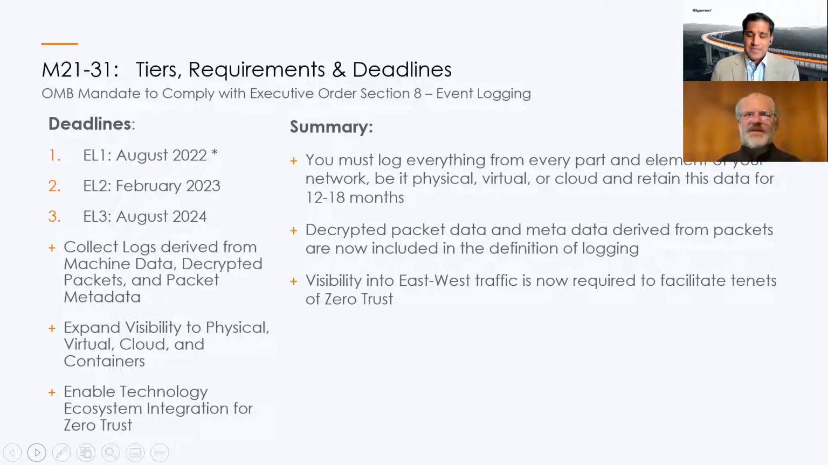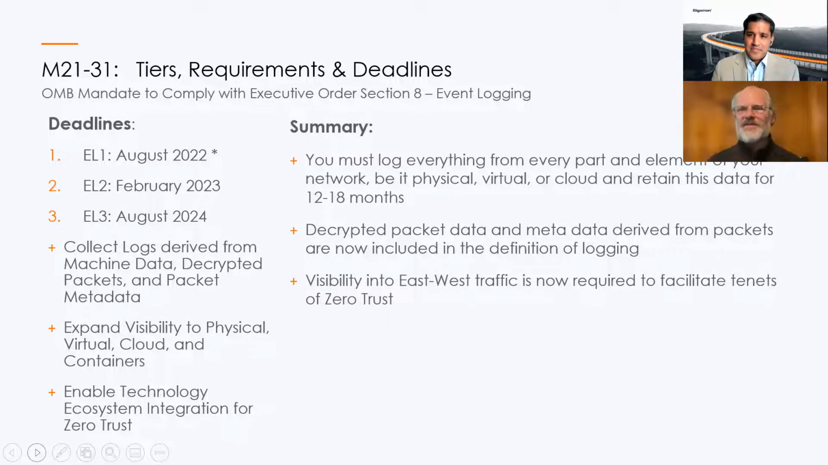Now, there are various deadlines for this to happen. EL1, August 2022 is really coming up fast. Enhanced logging level 2 in 2023, and enhanced logging level 3 in August 2024. Most of the capabilities that Gigamon brings to bear are going to answer the requirements that are contained within EL1. So we can get those certain types of metadata elements from the network traffic and the packets themselves. But as requirements are expanded, we can also add value by decrypting TLS 1.2 and 1.3 traffic.